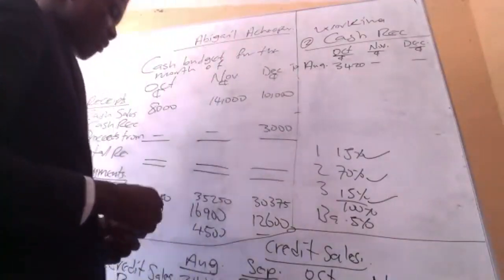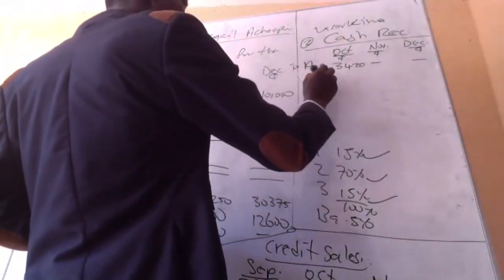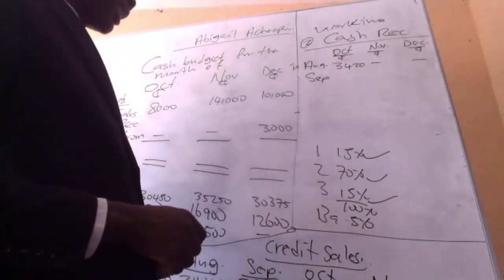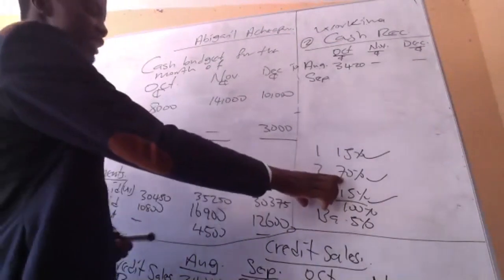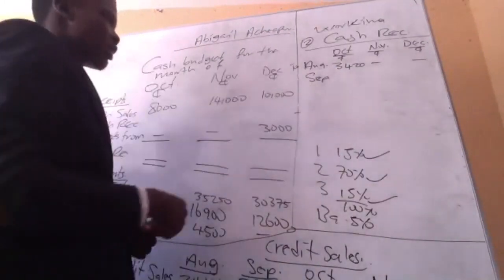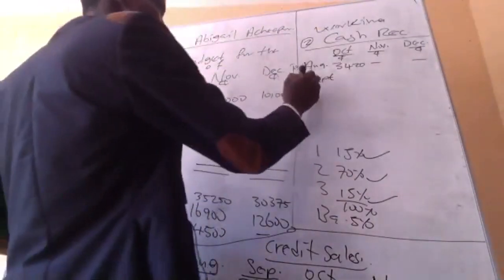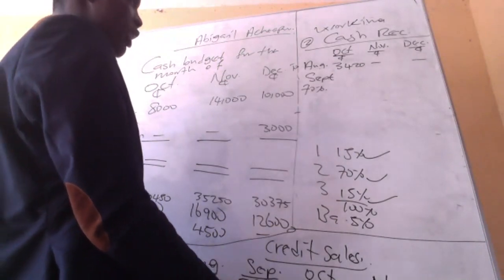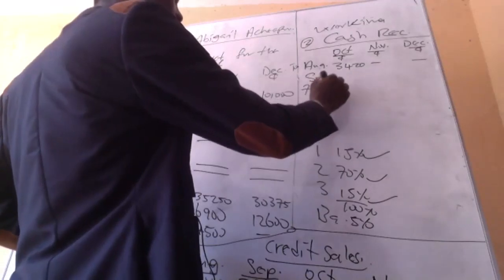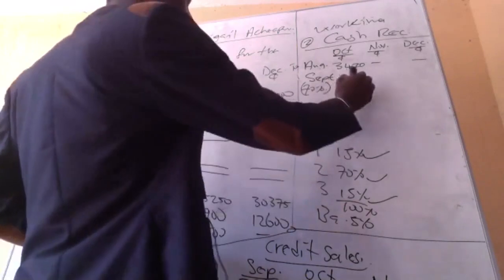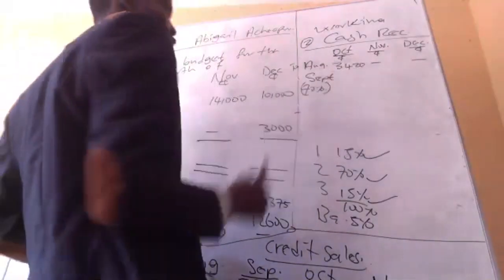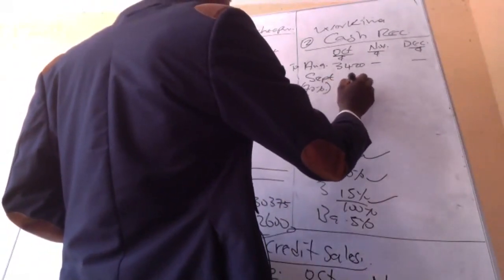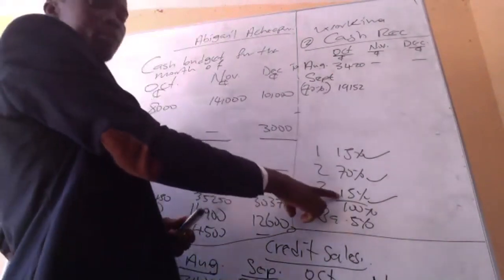And let's go to September sales. The first 15% will be in September, and we don't need September. Then 70% will be in the next month, which for September is October, and that one we need. So we pick 70% of 27,360, which gives us 19,152. That will be in October. Then, lastly, 15% will be in November.